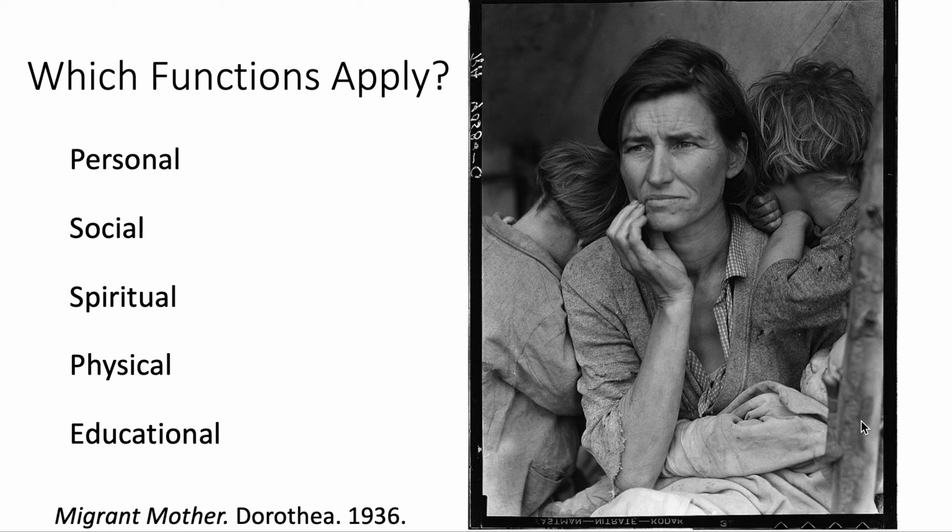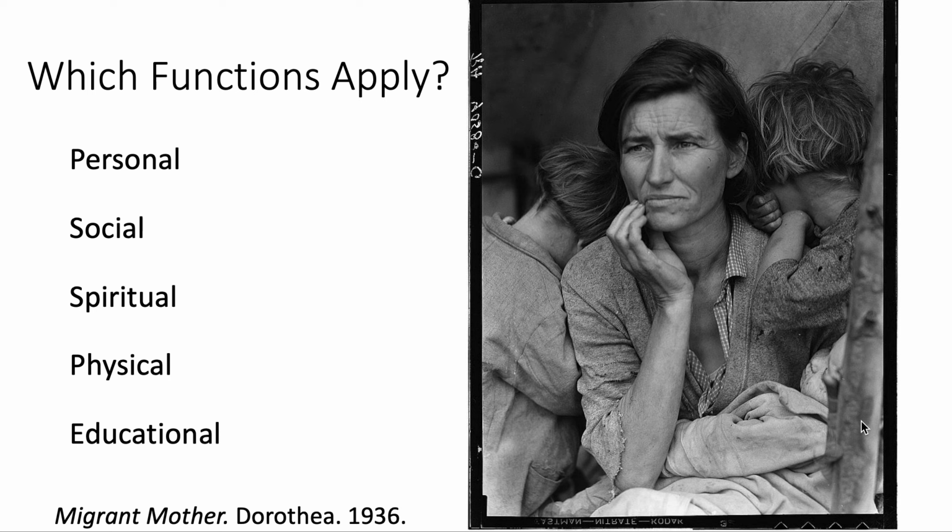All right, so here we have a picture of a frontier woman. Well, not frontier, I guess I should say a rural woman, probably somewhere in the Midwest, with her family during the Great Depression. So which functions do you think apply? We've got personal, social, spiritual, physical, and emotional. We have a migrant mother in 1936. Go ahead and take a moment, pause the video, jot down some thoughts.